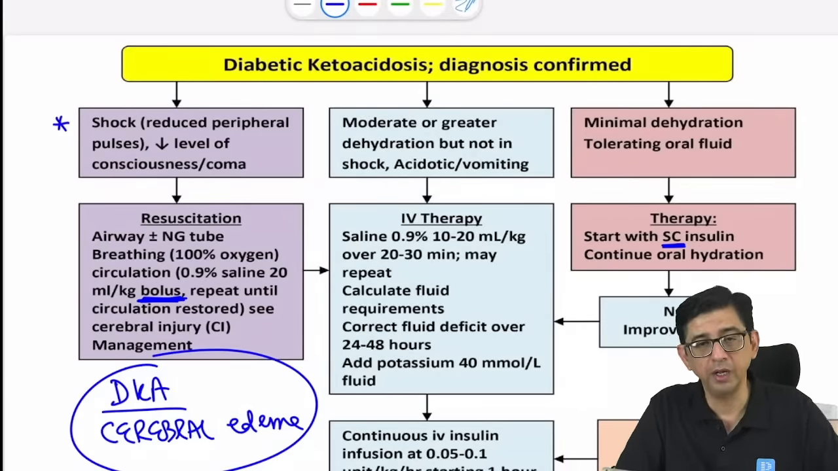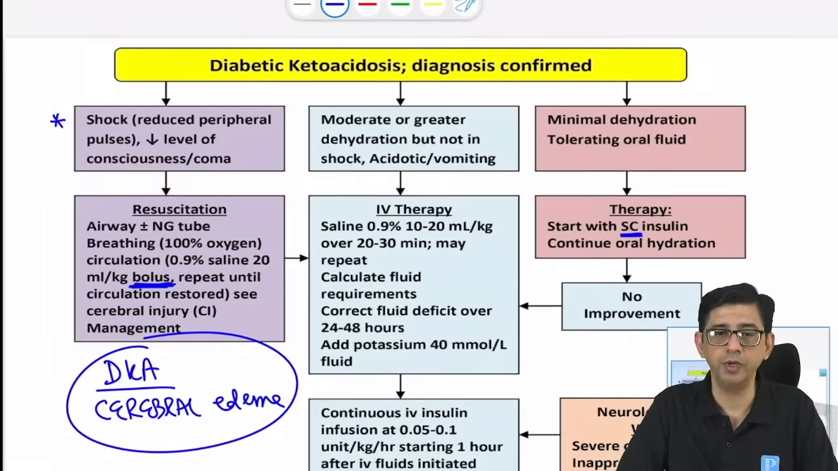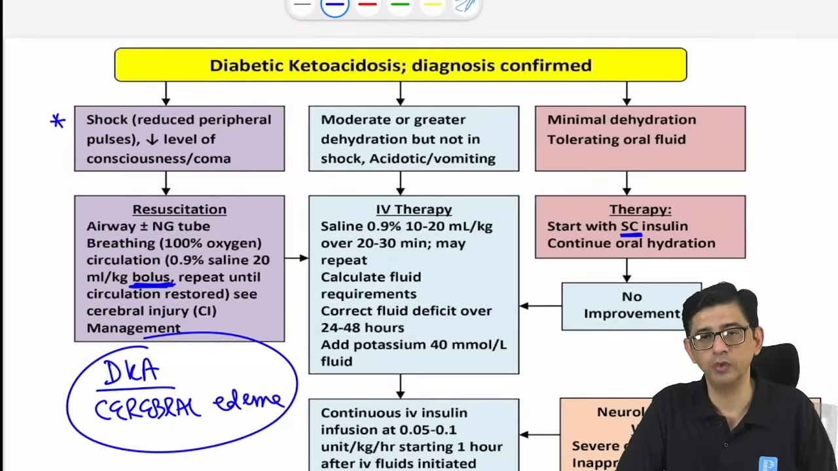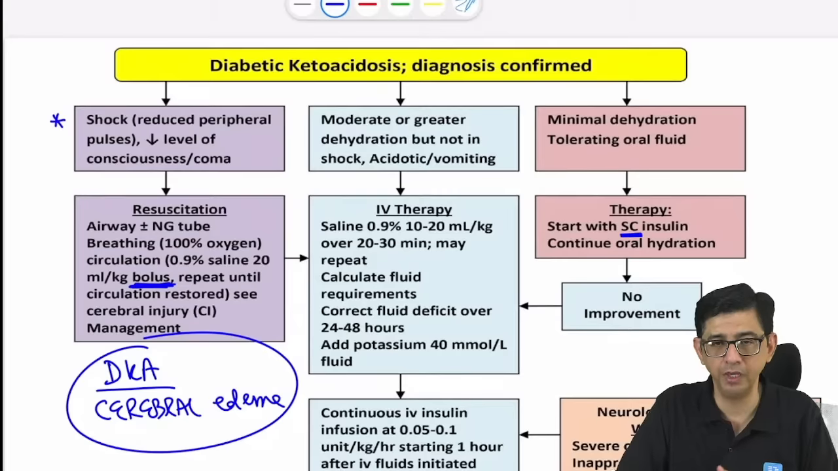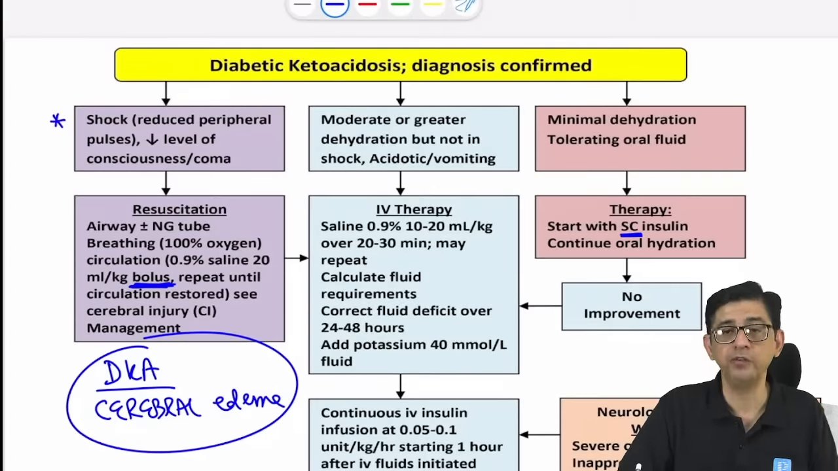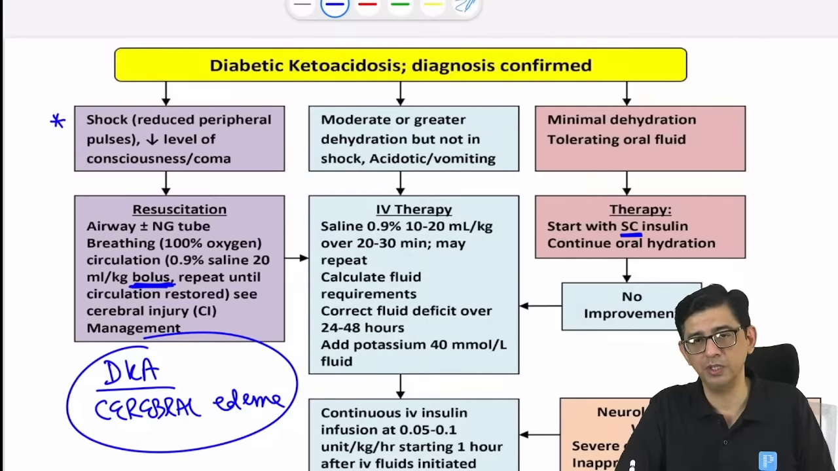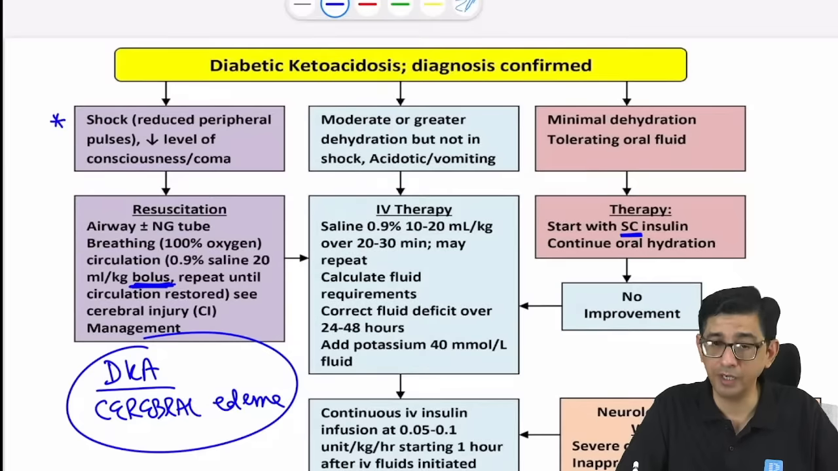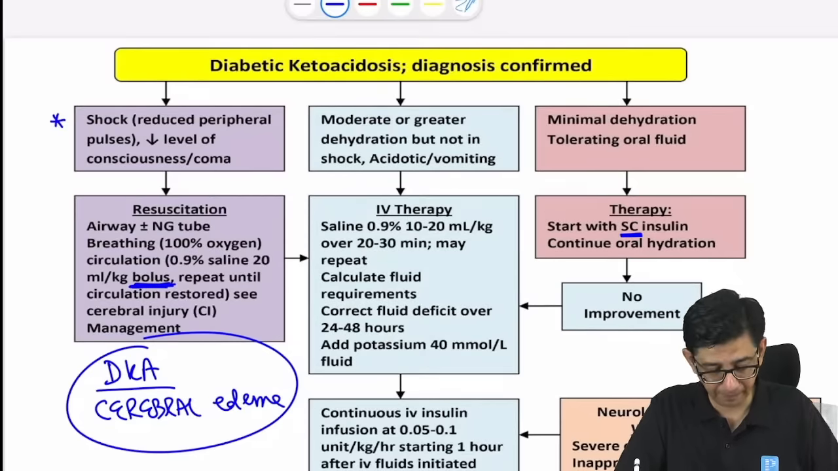So they removed that. But these are three permutation combinations that I have currently shown you with respect to what can happen in a case with DKA. And in all of them, before we start insulin drip, an additional point is to check the potassium values. Do not give potassium to these patients. Do not start insulin drip if the potassium is low.